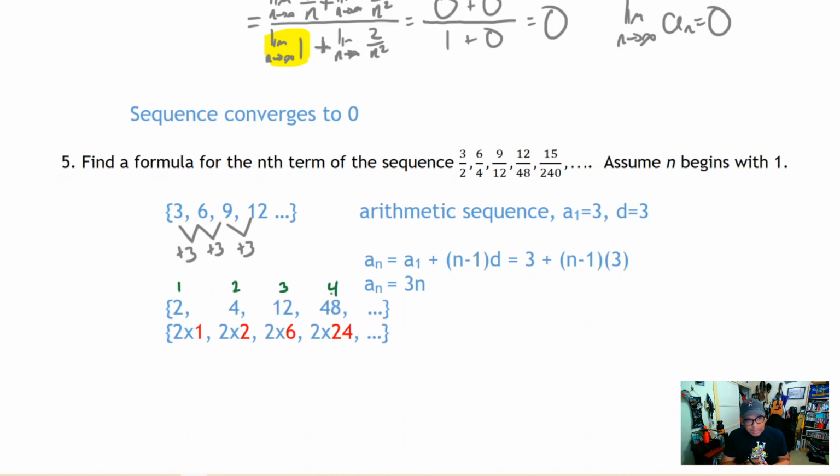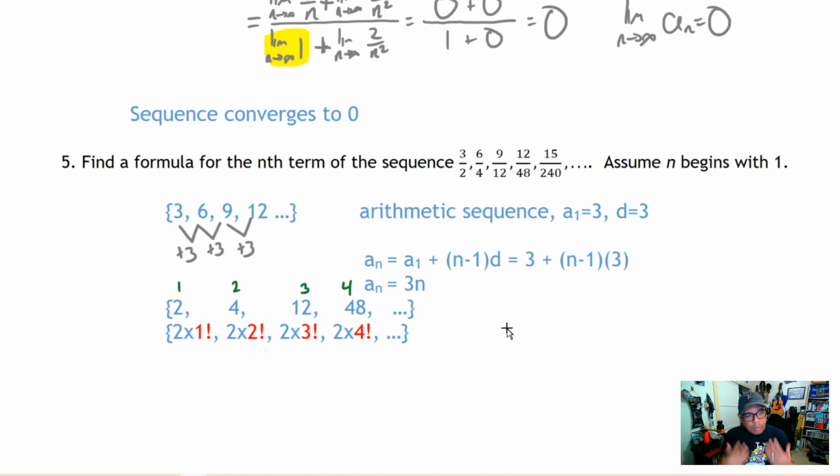And now something interesting has happened, because if I take a look at the red numbers that I've highlighted here, that is the factorial sequence. Now, the factorial sequence is really a hard thing to train you to look for. You really just got to kind of memorize that sequence: 1, 2, 6, 24, 120. But once you do have that memorized, then you should be able to recognize it whenever you see it.